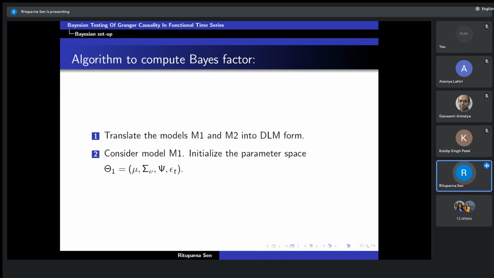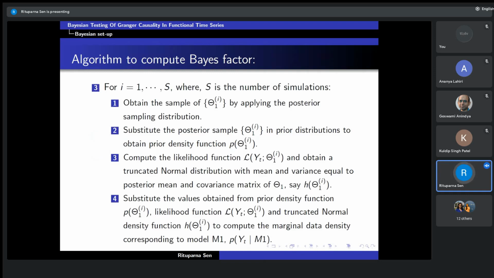Now the algorithm to compute, so I've talked about a lot of things. Here I summarize the algorithm to compute the Bayes factor. Translate the models M1 and M2 to DLM form. Consider model M1, and we'll do the same thing with M2. Initialize the parameter space, and then for every simulation, you obtain a sample by applying the posterior sampling distribution, and substitute this sample to obtain the prior density function at that particular point, compute the likelihood at that point, and then also the H, and compute the Bayes factor. You can do it again and again, get the sum, and obtain the Bayes factor.